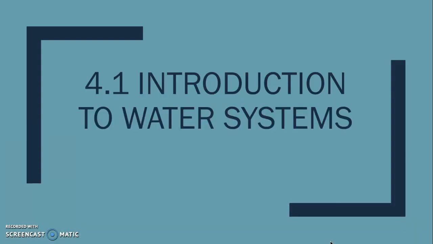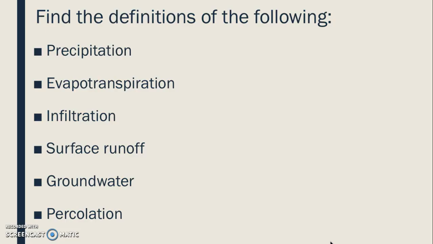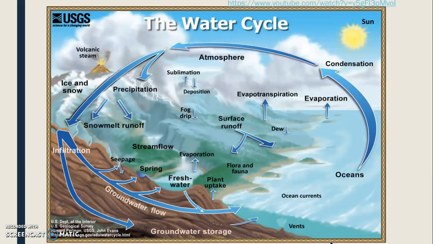So we're looking now at topic 4, which is water and food production systems. We're starting with an intro to water systems. Some of this should be familiar information. So your first job is to find the definitions of the following. Please write them in your own words and make sure they're comprehensible, and we'll share them in the next class. So it's precipitation, evapotranspiration, infiltration, surface runoff, groundwater, and percolation. These are words you need to know to understand some of the flow within the water cycle.